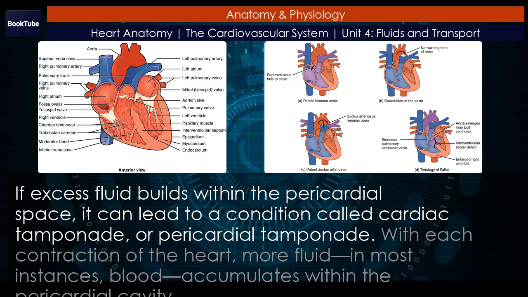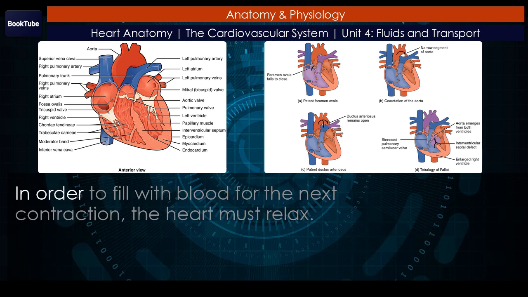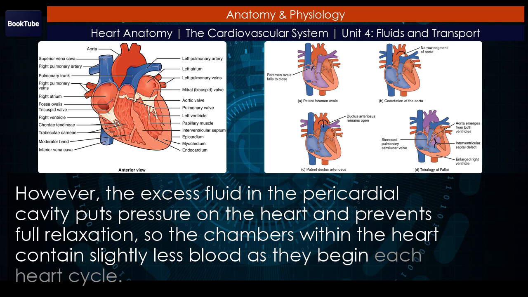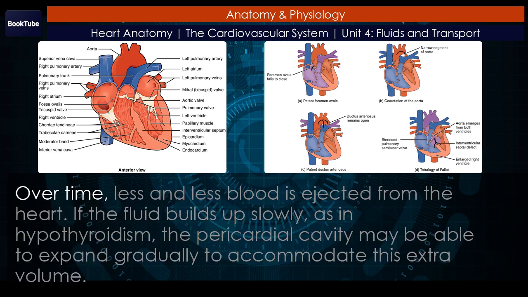With each contraction of the heart, more fluid, in most instances blood, accumulates within the pericardial cavity. In order to fill with blood for the next contraction, the heart must relax. However, the excess fluid in the pericardial cavity puts pressure on the heart and prevents full relaxation. So the chambers within the heart contain slightly less blood as they begin each heart cycle. Over time, less and less blood is ejected from the heart.